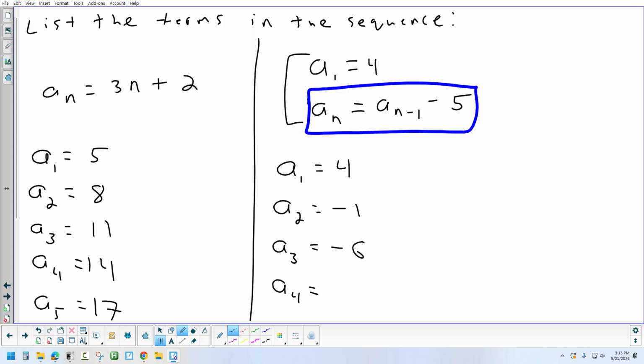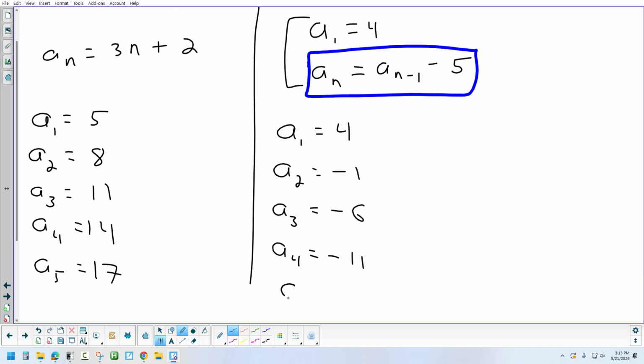How about the fourth term? Yep, -11. And again, we'll just do one more. Okay, the fifth term. -16. So that's listing terms from both a recursive and explicit formula.